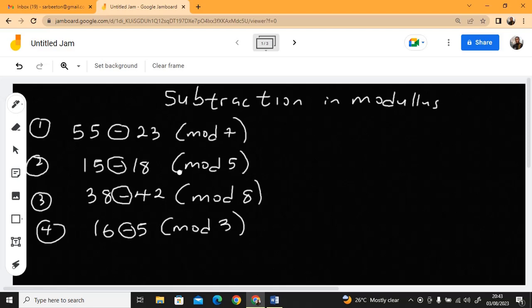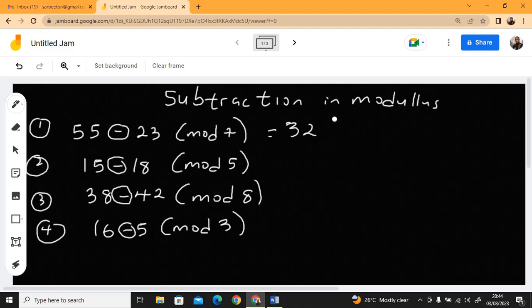The first step is 55 minus 23. It's just like normal subtraction. It's just that you must know that your answer here must be less than 7, because this is in modulo 7. 55 minus 23, I think that should give us 32. Is it 32 or 23? Yes, 32. This is equal to 32.